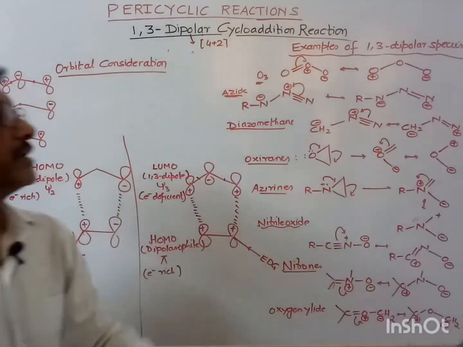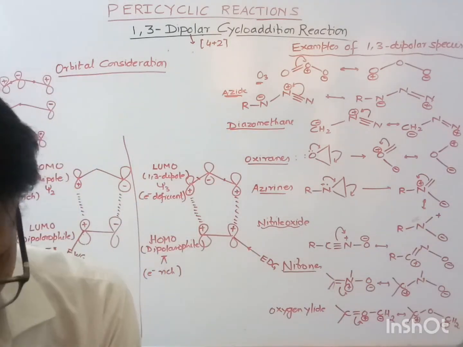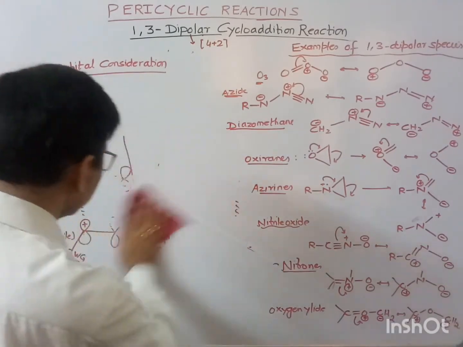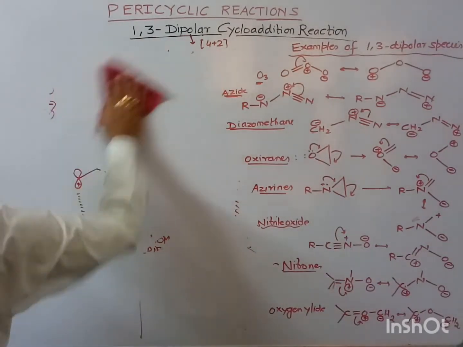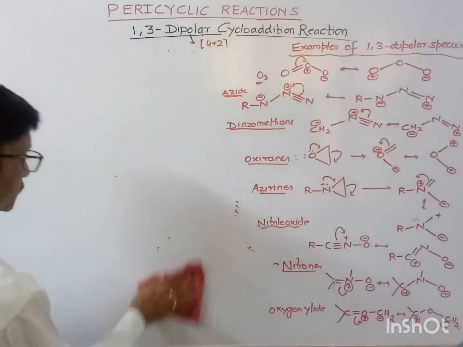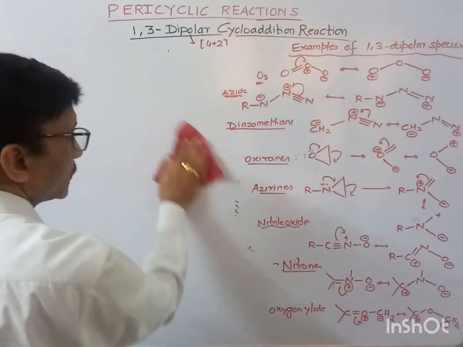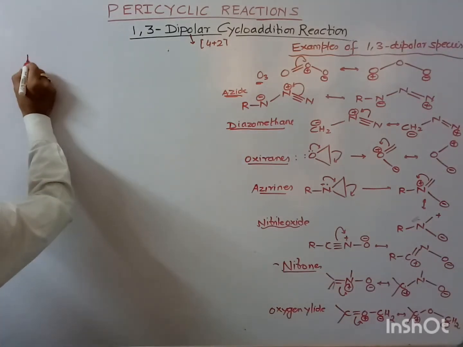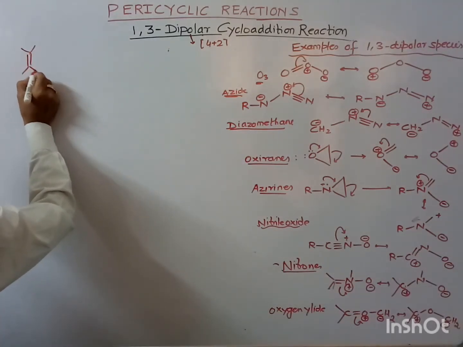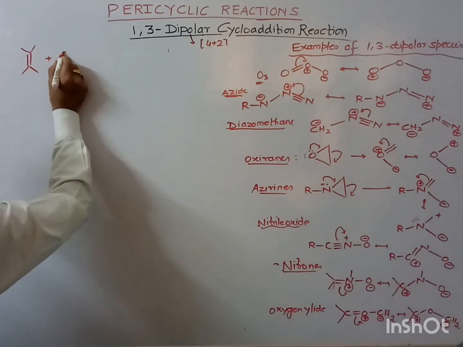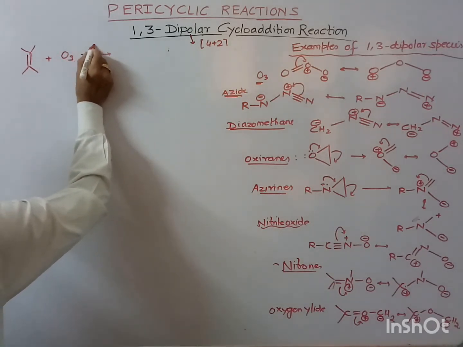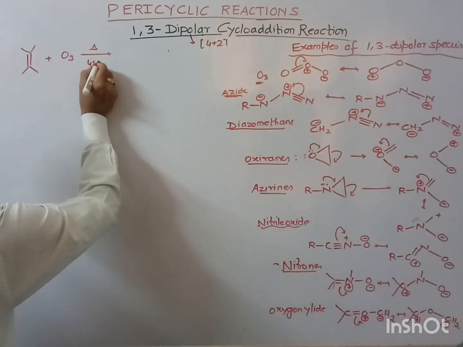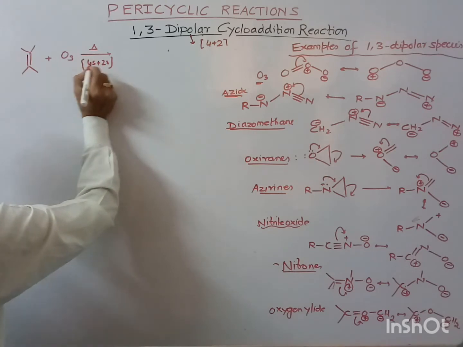So these are different 1,3 dipolar species, and with the help of this, you may understand some of the reactions. Now let us see a few reactions. Suppose we have one dipolarophile, and in the presence of ozone under heating, a 4s plus 2s cycloaddition reaction takes place.